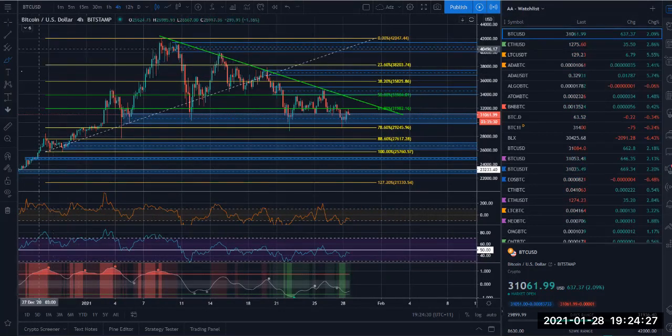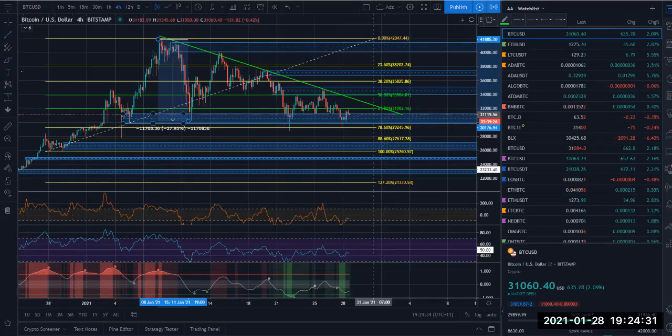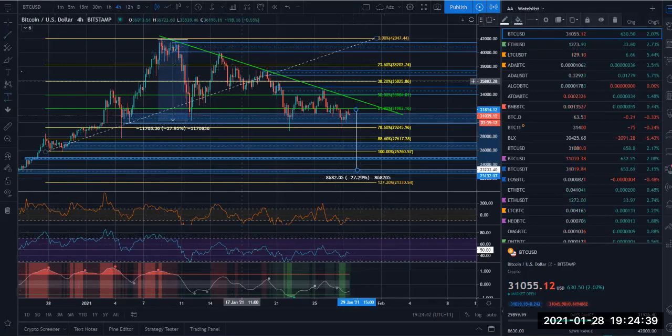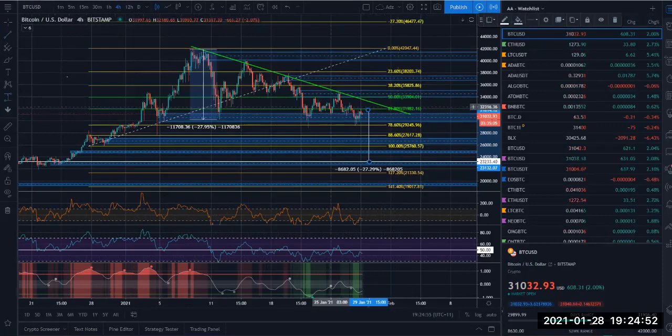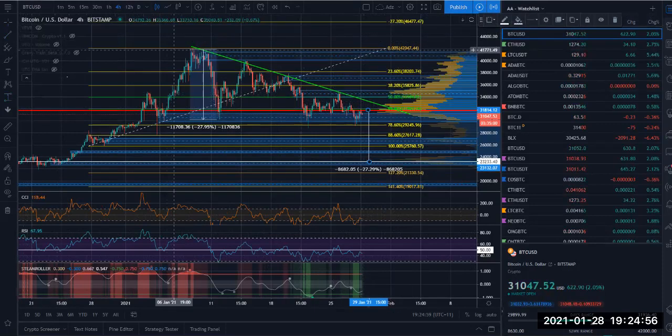So looking at this descending triangle, if we did a measured move here, 27 or so percent from this area is around that, towards that gap. So if we can't hold this descending triangle formation and make some form of higher high or break out of this downward trend line, BTC may be in a little bit of trouble there, but you would imagine the liquidity on all the way down to that would be getting bought up pretty quick.